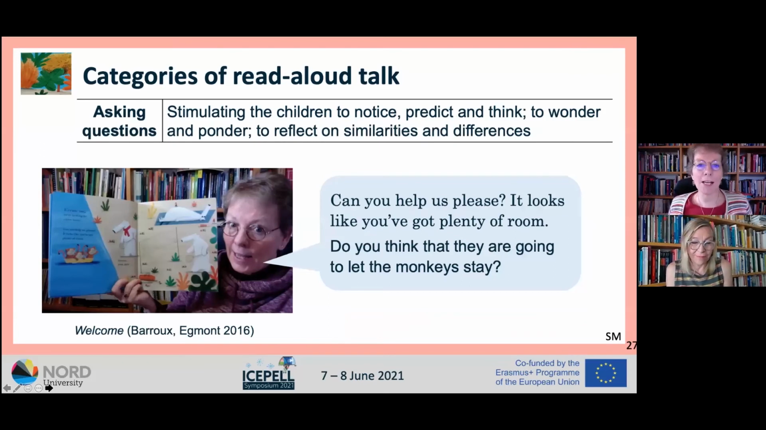The fourth category is read aloud talk for asking questions. So here we are stimulating the children to notice, to predict, and to think. This is what being a good reader is all about, but also to wonder and ponder, which again is another aspect of what readers should be doing as they read and look at illustrations, and to reflect on similarities and differences in relation to what they know about their own worlds.